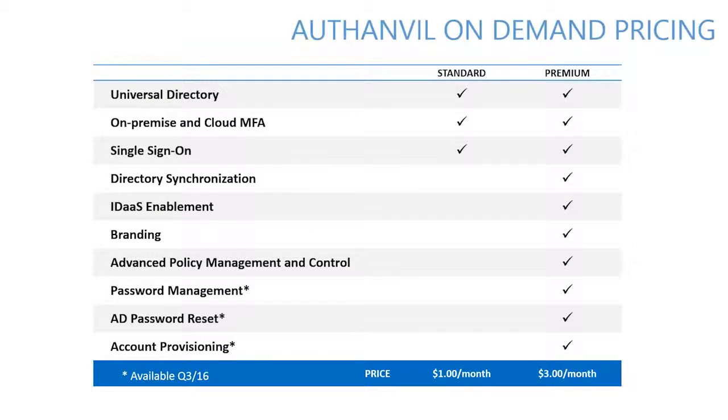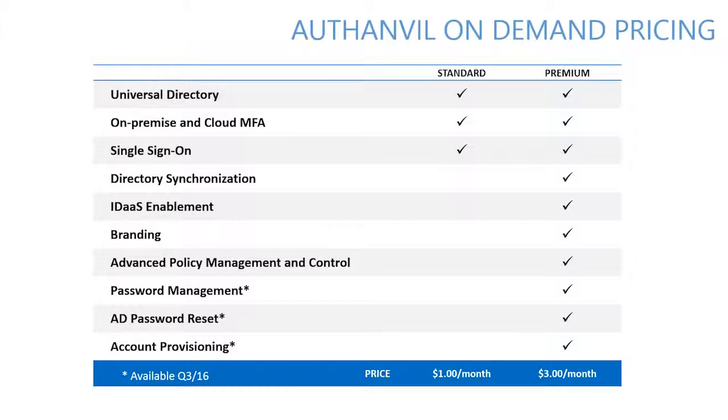There are two plans for AuthAnvil On Demand, basically a standard and a premium. We did look at three, and some of you may have had conversations with us over the last month or so, when we were just starting to populate AuthAnvil On Demand and talk about it more openly and ask for feedback. We did originally envision three, but we now focus, for simplicity's sake, on two. Now, what's in standard is the universal directory, which I talked about earlier, which is one of the key components and something that nobody else offers. We offer on-premise and cloud MFA and single sign-on. I think that's a key point of differentiation.